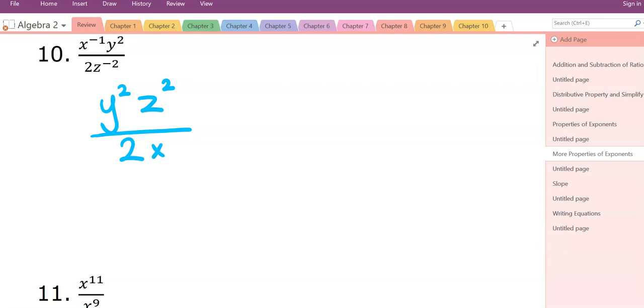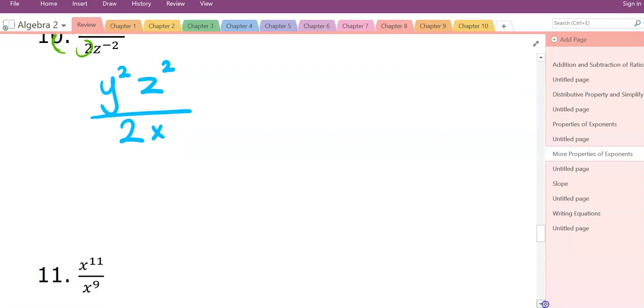A common mistake I see on number 10 is that people try to move this 2 up to the top, and you don't need to do that. 2 is already in the bottom of the fraction. 2 does not have a negative exponent, so it does not need to move, so it needs to stay in the denominator.